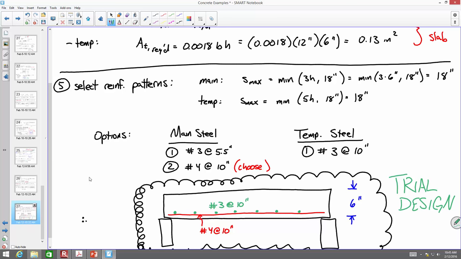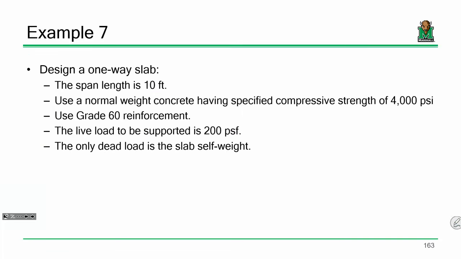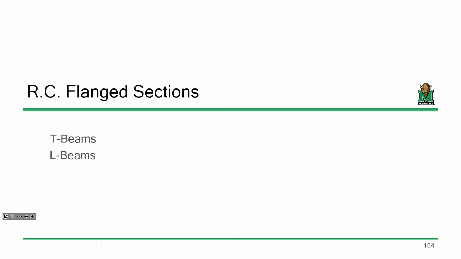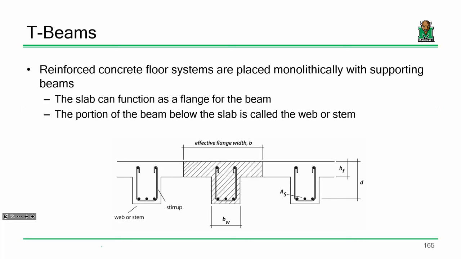Okay, I want to talk a little bit about what comes next, which is the discussion of flanged sections. Let me say this: I really think this is where concrete design gets really interesting. This is where this stuff gets really important. It starts to get really applicable. And there are some serious issues that we need to assess with flanged sections, specifically T-beams and L-beams. Now, what do I mean about T-beams and L-beams? You already got one.